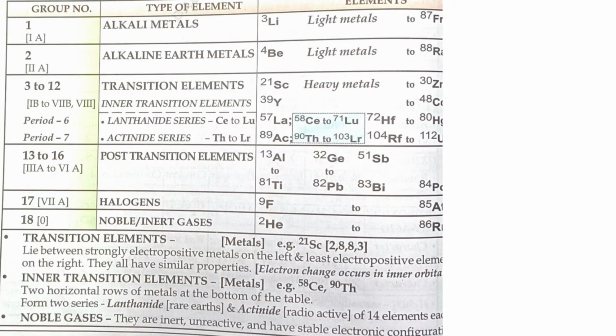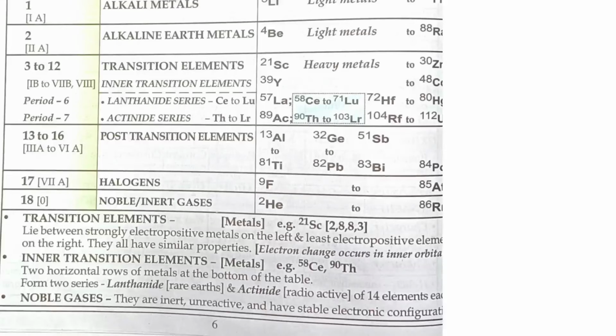Then groups 3 to 12 are known as transition elements, from scandium to zirconium. Next up are inner transition elements. Inner transition elements are from lanthanum to lutetium, and actinium to lawrencium. So the inner transition elements are known as the lanthanide and actinide series. They are also known as F block elements. And transition elements generally consist of D block elements, and they belong to groups 3 to 12.